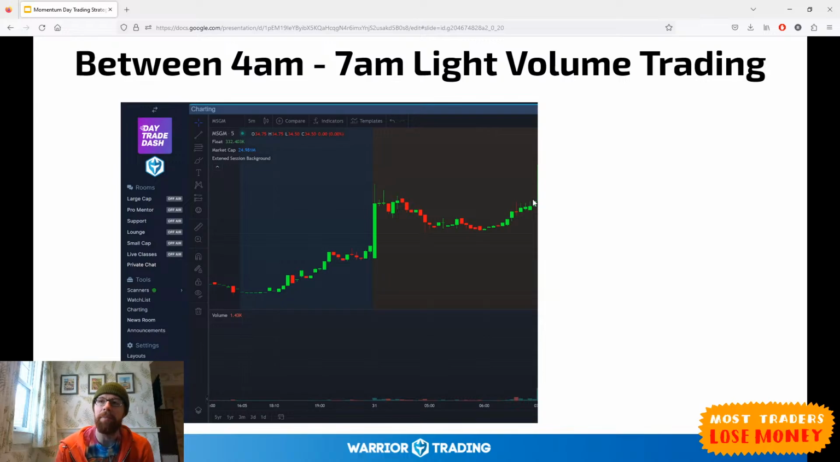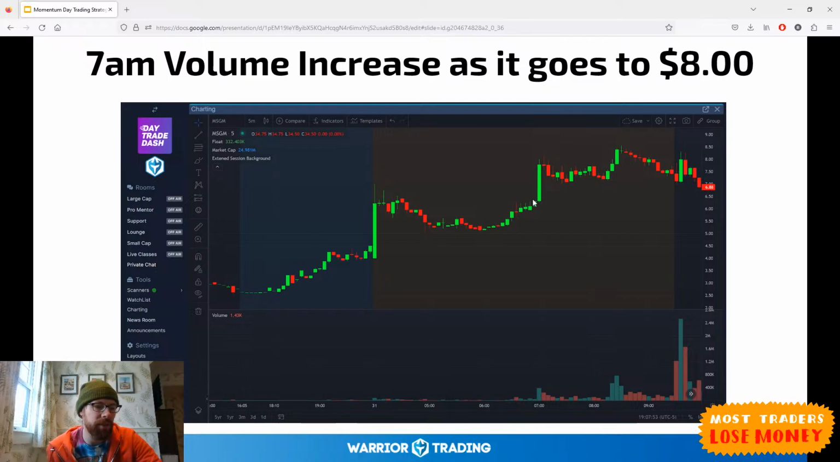So at 7 a.m., this stock is already up over 100%. It's got news. And there are people that just have their hands on the keyboard waiting to execute their first order. And so what happens at 7 a.m.? Boom, it spikes from about $6 up to $8.50. That's a really nice move.